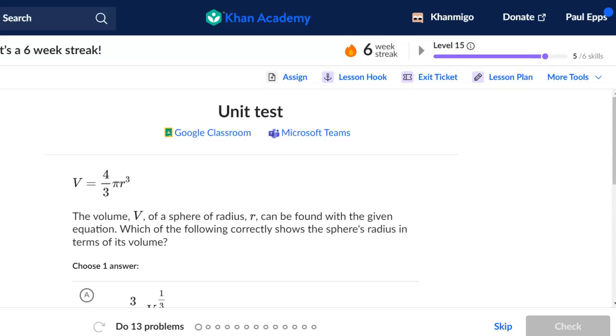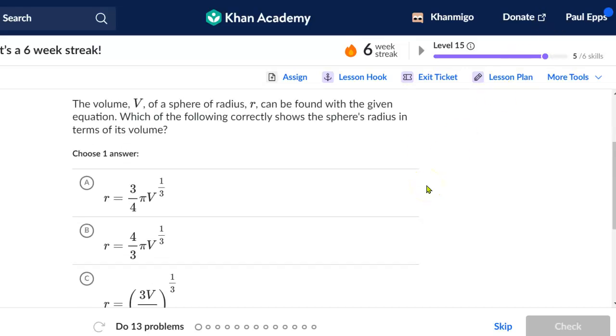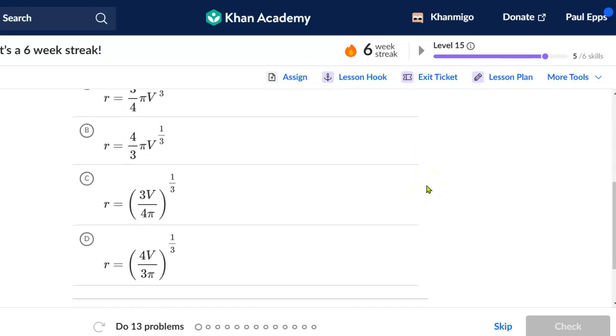The volume V of a sphere of radius r can be found with the given equation. Which of the following correctly shows the sphere's radius in terms of its volume? Okay, so we're being asked to solve for r. So how can we do that? Let me see what format the answers are in here. Actually, I think I have to turn the drawing off to see what the format is.